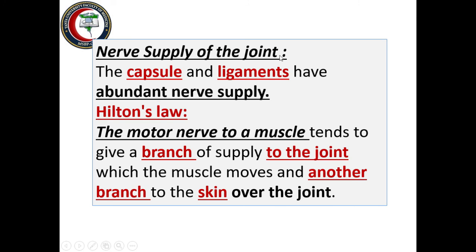The nerve supply of the joint. The capsule and the ligaments have abundant nerve supply according to Hilton's law. The motor nerve to a muscle gives a branch to the joint, which is acted on by the muscle, and another branch to the skin over the joint.